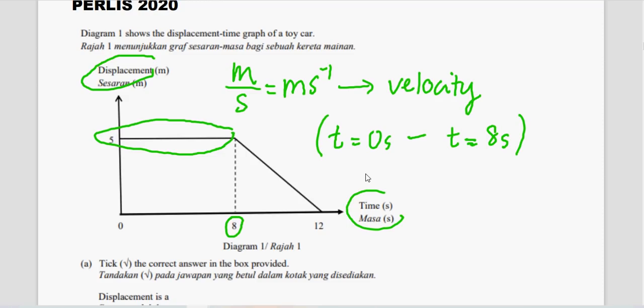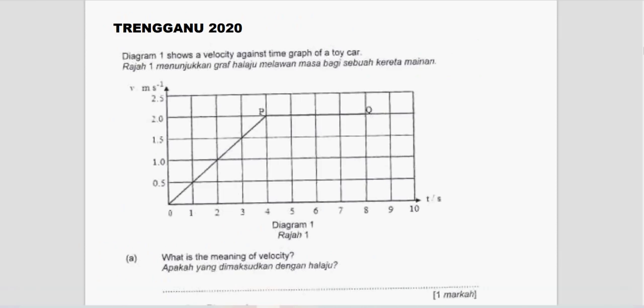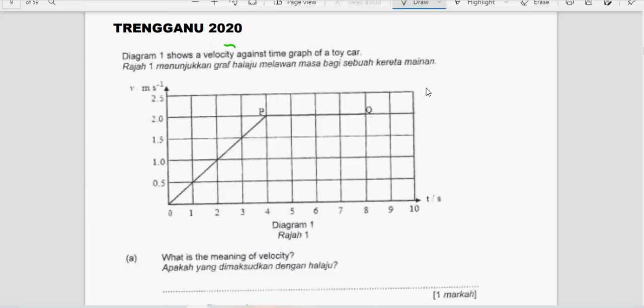And another one: since we know the gradient of the graph represents velocity, if it is a straight horizontal line graph like this, the gradient is 0. So in this case the velocity is equal to 0 meter per second, which means the object is stationary.